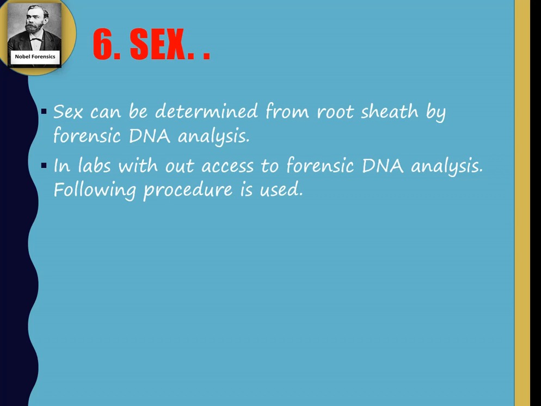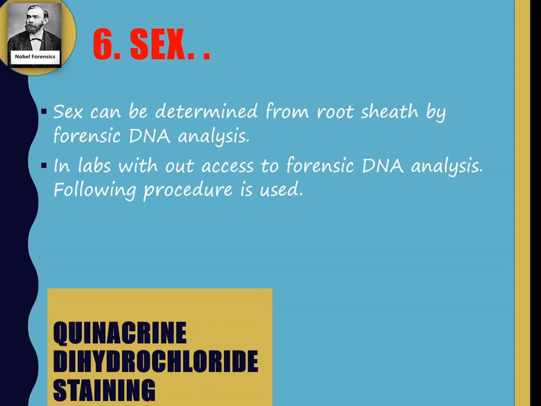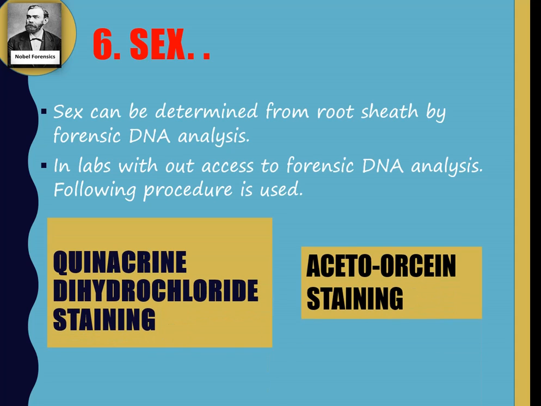In labs without access to forensic DNA analysis, means without doing DNA analysis also, they can identify the sex of the person from the hair. There are two staining techniques: quinacrine dihydrochloride staining and acetoorcein staining. Quinacrine dihydrochloride staining is for Y chromosomes and acetoorcein staining for X chromosomes. With these two staining techniques, they can identify the sex of the person from the hair.